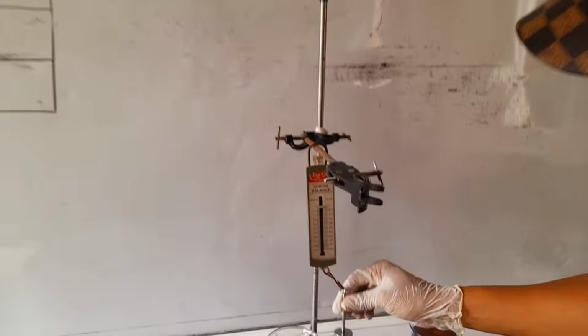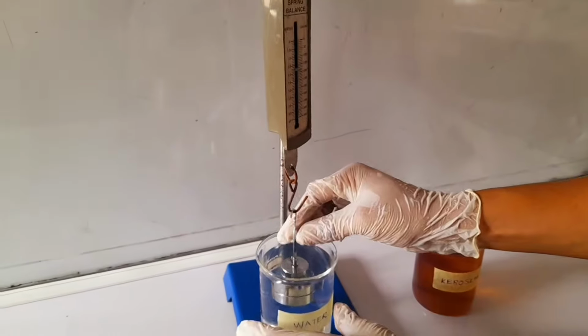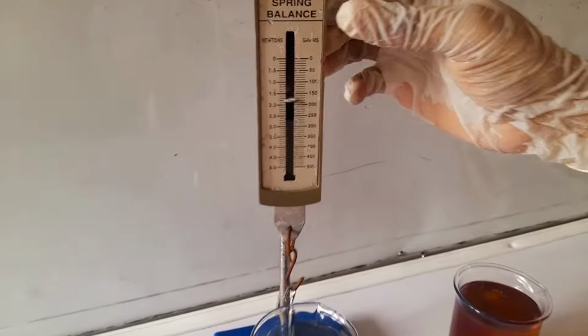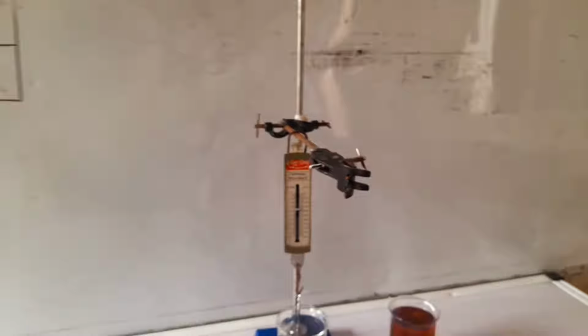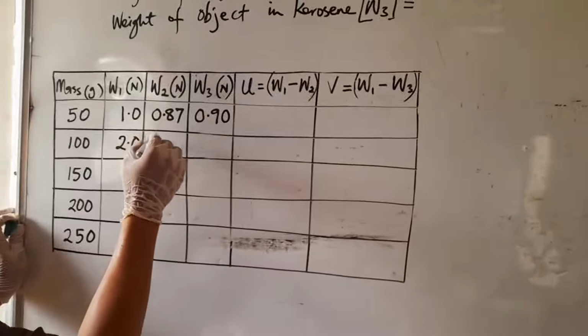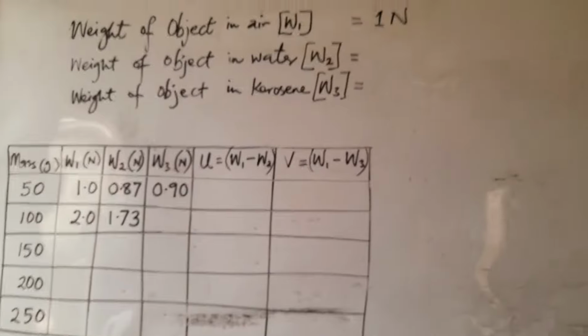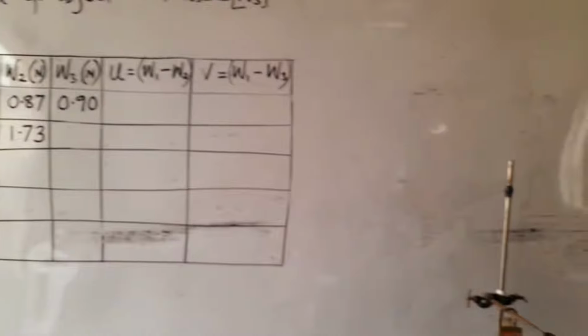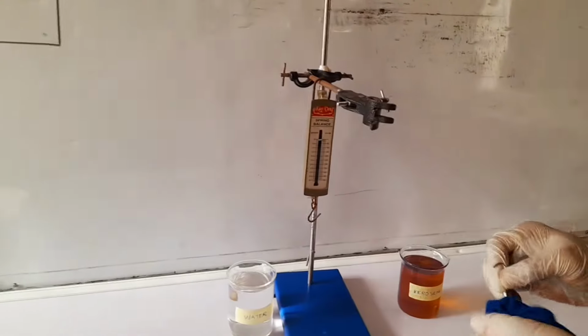So the weight is then measured in water when immersed in water, completely in water. So you see it's less than 2 now. It's not like when it was in air. So we're going to record that because we're going to use it in our graph. We record it and the value is 1.73. So this 1.73 is the weight of this 100 gram mass when immersed completely in water. And we'll wipe the water off because we're going to immerse it in the kerosene now.